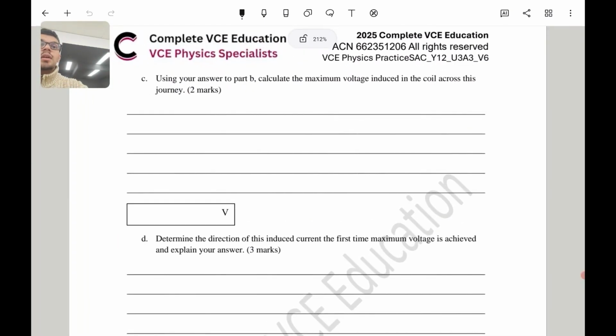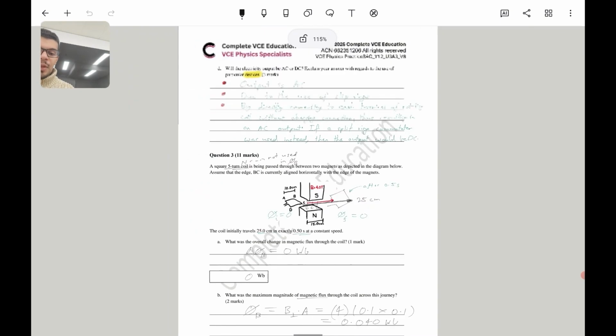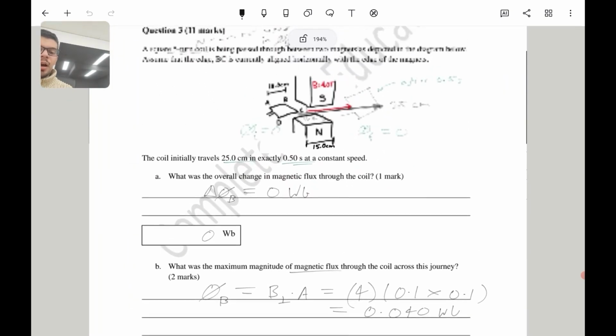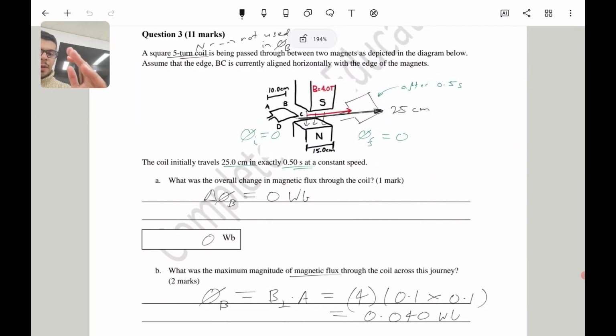Question C. Using the answer to part B, calculate the maximum voltage induced in the coil across its journey. Okay, so for this, we have to look at, first of all, what is the time it takes? How long does it take for the coil to start out right outside of the magnetic field to just barely be within the magnetic field? Okay, that is what we're looking for.